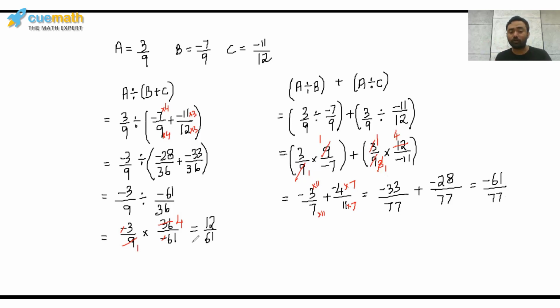Now if we look at both the parts, we can draw a conclusion here that a divided by b plus c is not equal to a divided by b plus a divided by c. So from here we can conclude that division of rational numbers is not left distributive over addition. Let's check for the subtraction part.